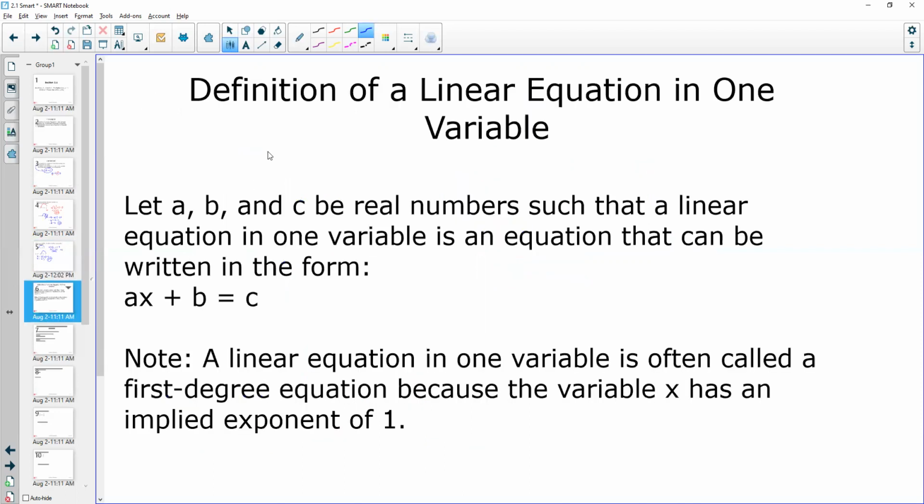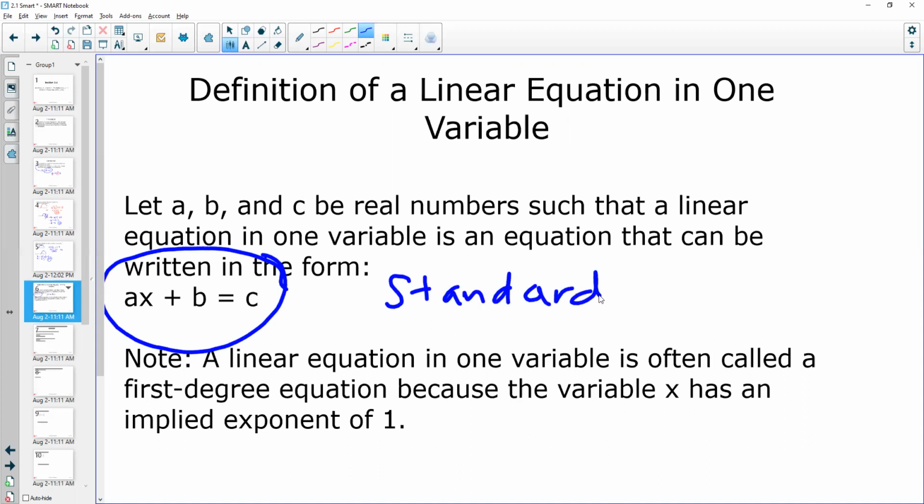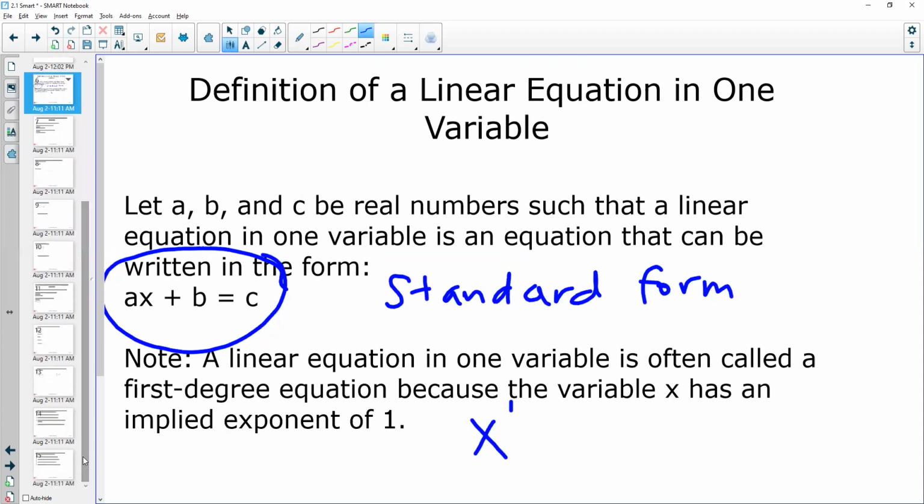All right. So the definition of a linear equation in one variable, that's where we're starting. Let a, b, and c be real numbers. A linear equation in one variable is an equation that we write in the form ax plus b equals c. We also call this standard form. So when I say to you, well, the equation should be in standard form, this is what we're talking about. These equations are also often called first degree equations because that x has an exponent of 1. There's one of them. We just can't see that one. We don't write it because we humans are lazy and we don't write numbers that are already implied to be true.